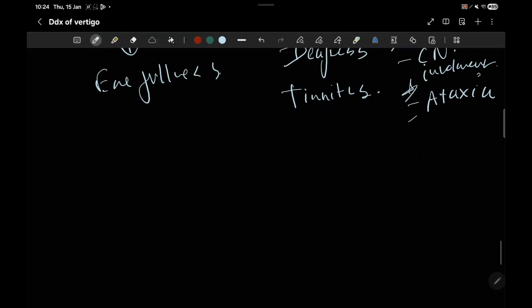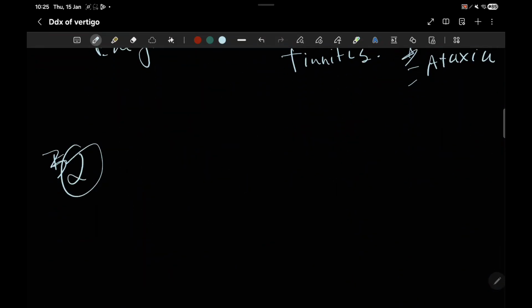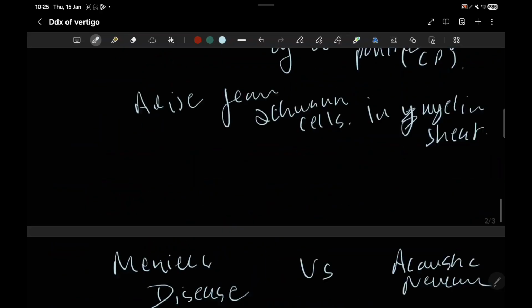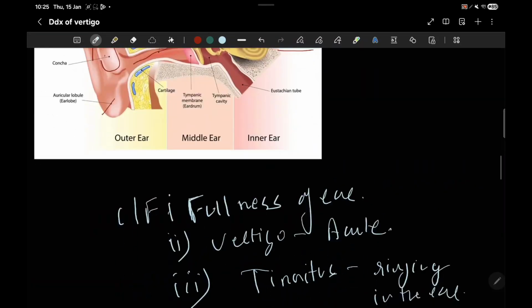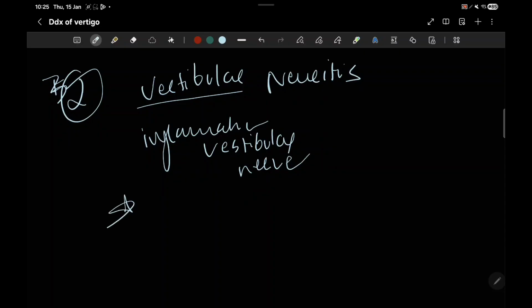Now, let's discuss another differential diagnosis. Meniere's is over. The next differential diagnosis is vestibular neuritis. It's an inflammation of the vestibular nerve. Even this will cause vertigo, but the important thing here is there is no hearing loss. It's just an inflammation, with no hearing loss.